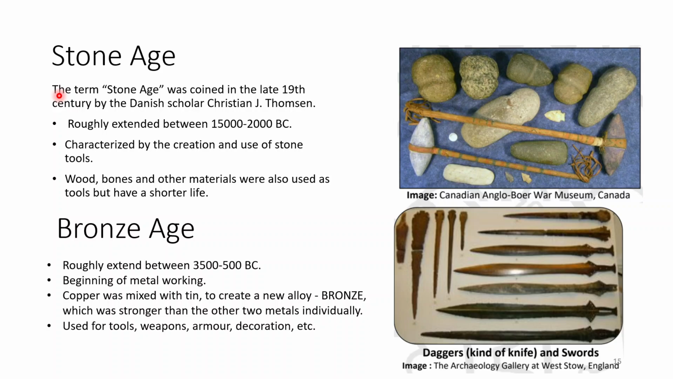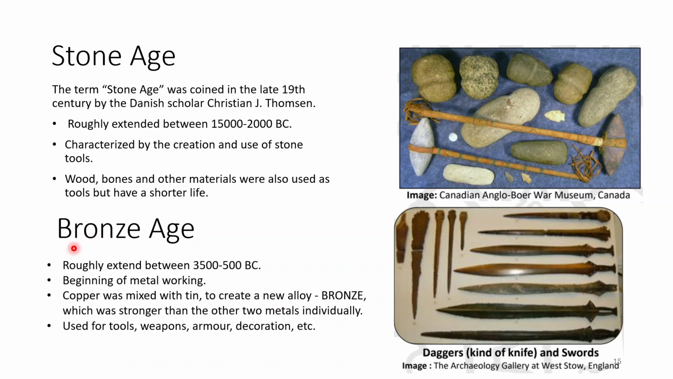The term Stone Age was coined in the late 19th century by the Danish scholar Christian J. Thomson. It roughly extended between 15,000 to 2000 before Christ. Now, it is characterized by the use of stone tools, and also wood, bones and other materials were used as tools but had a shorter life. Okay, so these weapons and tools you can see were made basically from stones.